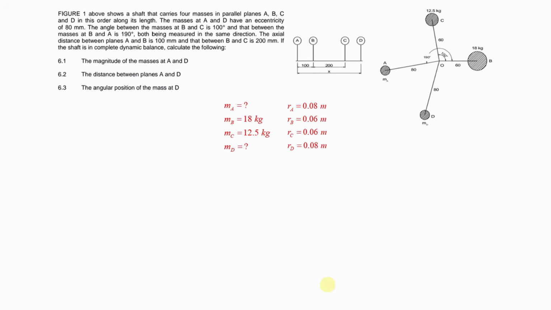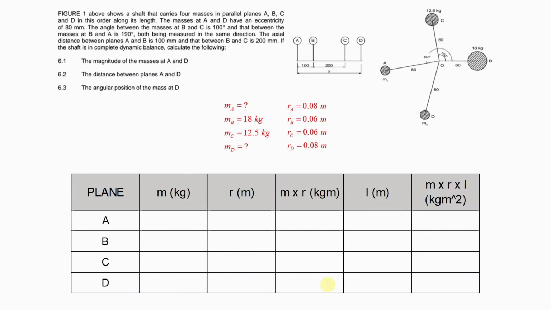So that is what we're going to do next. This is what we have so far. Now we need to complete this table. It's very important for you to know the layout of this table. It's always like this, so you need to memorize the layout because this is the table that helps you solve problems on dynamic balancing. In this case we have four masses, and therefore we will have four planes of rotation: A, B, C, and D.